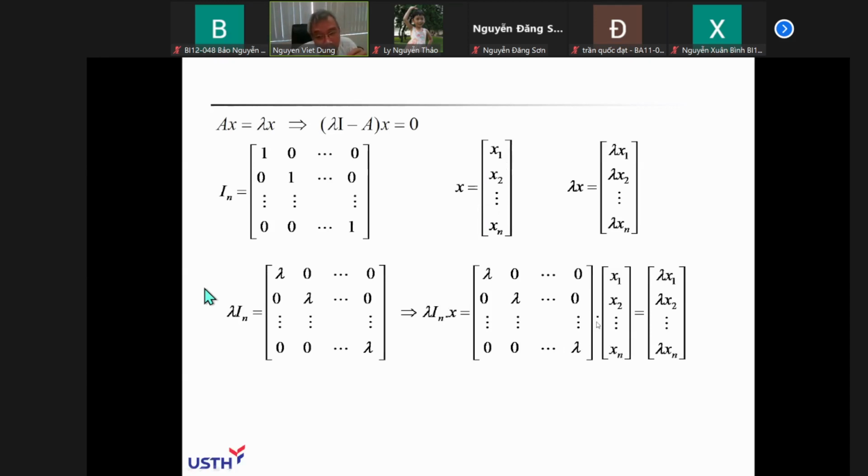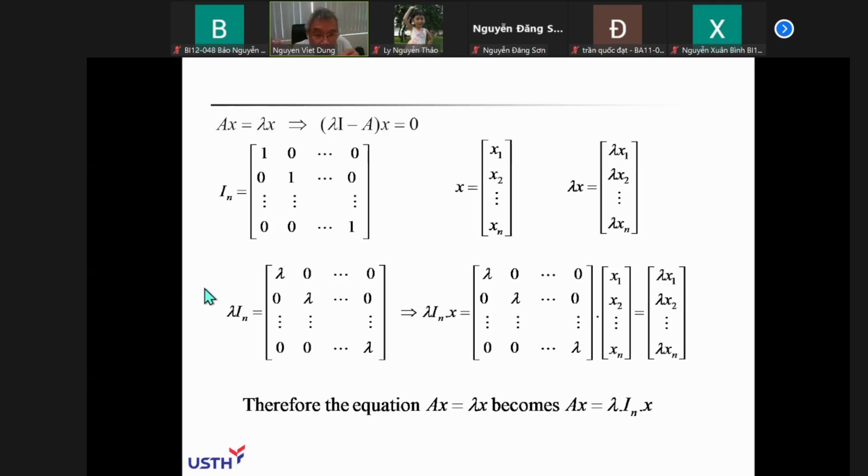You can multiply that by what you know already, then you get lambda x1, lambda x2, lambda xn. So you see lambda x is the same as lambda I multiplied by x. The equation Ax equals lambda x now becomes Ax equals lambda multiplied by I multiplied by x. Whenever you have that, you can move Ax from the left-hand side to the right-hand side, and then you get that equation. That equation is a homogeneous system of linear equations.